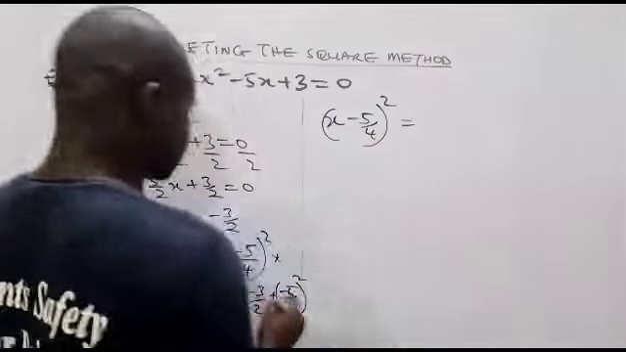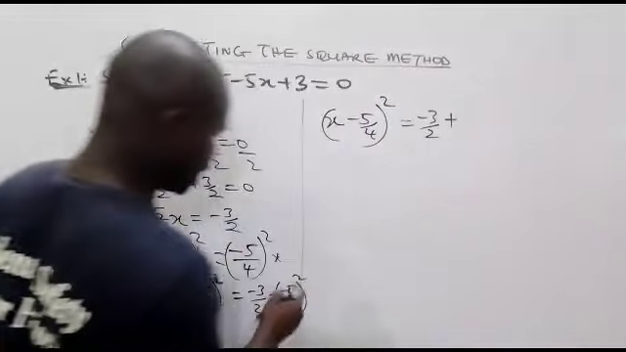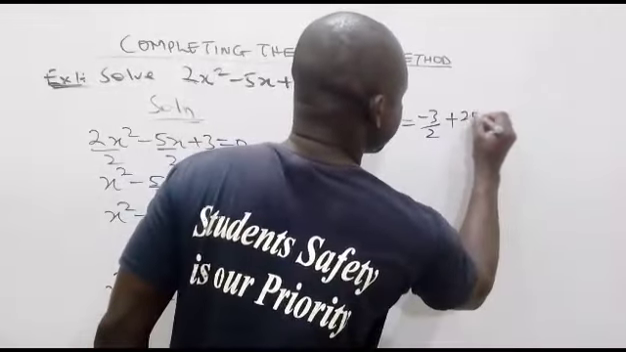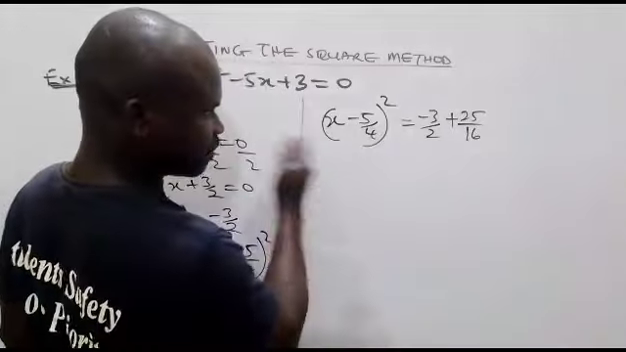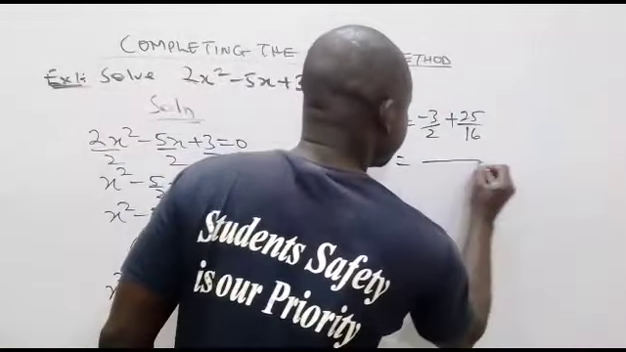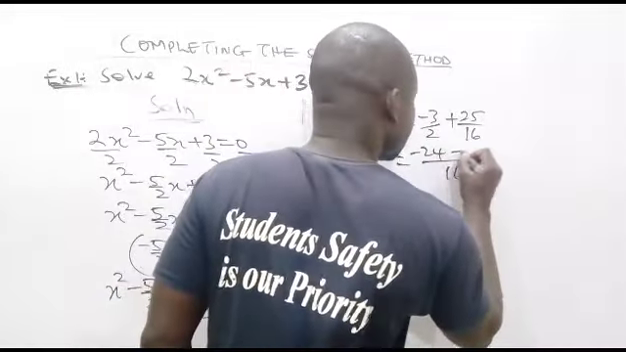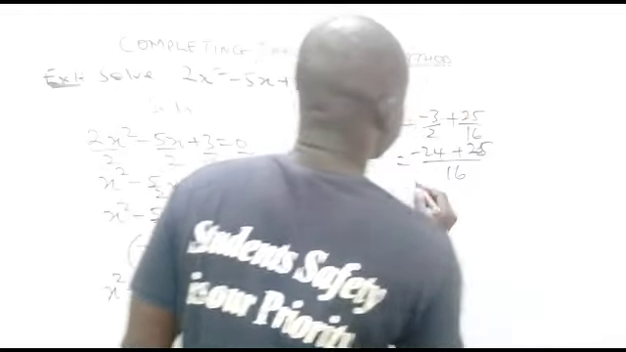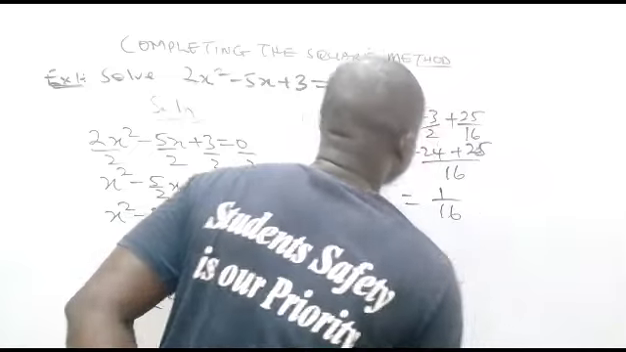Then at the right hand side, we have minus 3 over 2, then plus minus 5 squared over 4 squared. Minus 5 times minus 5 is 25, all over 4 times 4 is 16. Just leave the left hand side. Let's concentrate on the right hand side. Find the LCM, 16. 2 in 16 is 8. 8 times 3 is minus 24, plus 25. Then from there we have 25 minus 24, that's 1 over 16.